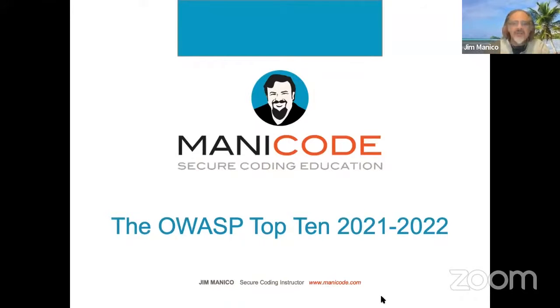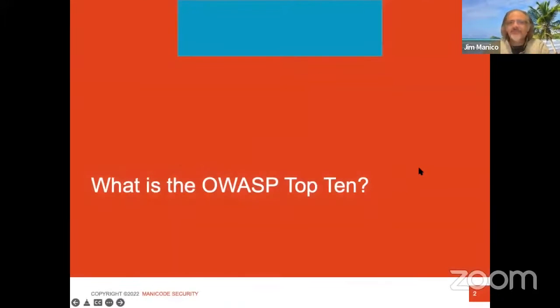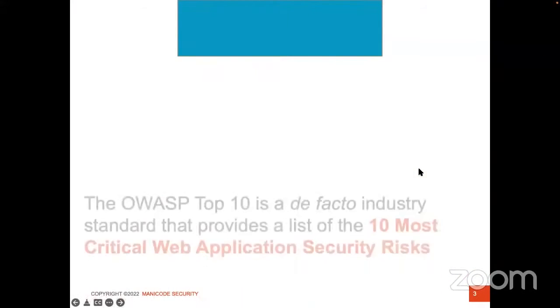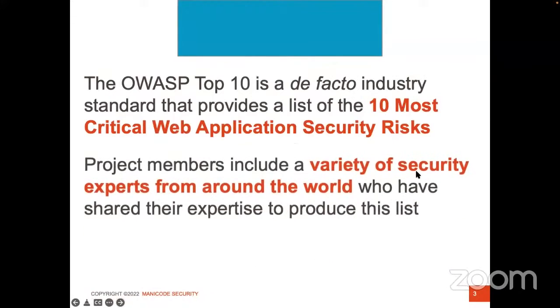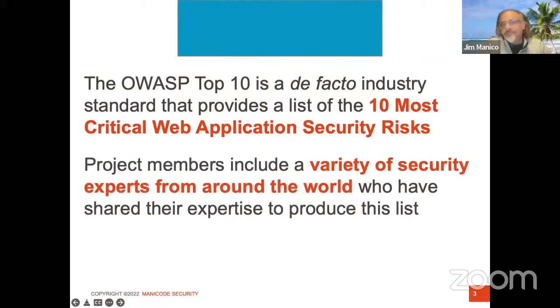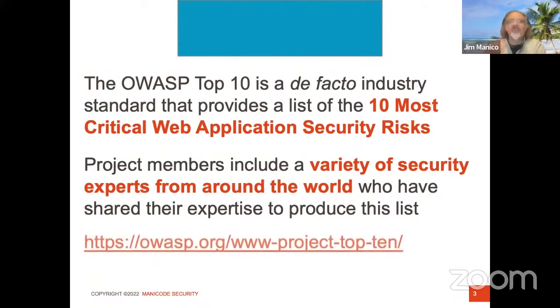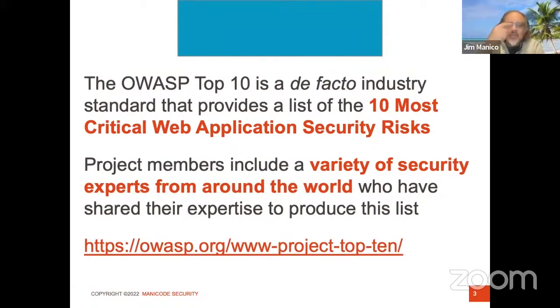I want to talk to you about the OWASP Top 10 today. So what is the OWASP Top 10? This is an industry standard that defines the top 10 web security risks, and it is published every 3 or 4 years. There are 4 main project members. One of them is a data scientist who focuses on publishing this on a regular basis. And here's the main URL.